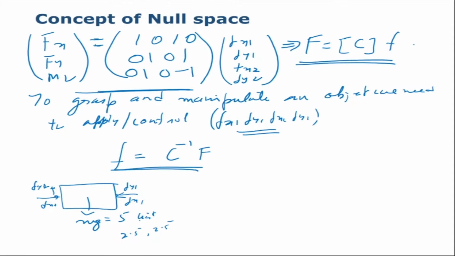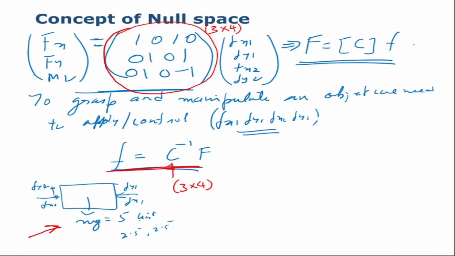Now what am I driving at? What I am driving at is that this matrix is a non-square matrix. Please note that it is 3 by 4, which means that you cannot invert it directly. Mathematically, this means that for this problem, where you have an object of some weight and you want to grasp it, if you solve by writing equations of static equilibrium, what we end up with is this equation. And if I have to take the inverse and find f, then C is non-square.